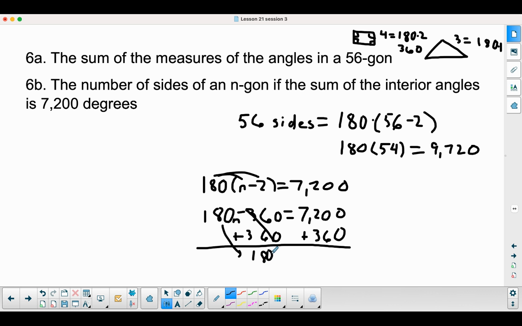Go and divide both sides by 180. This winds up equaling 7,560 divided by 180. My answer is going to be 4.